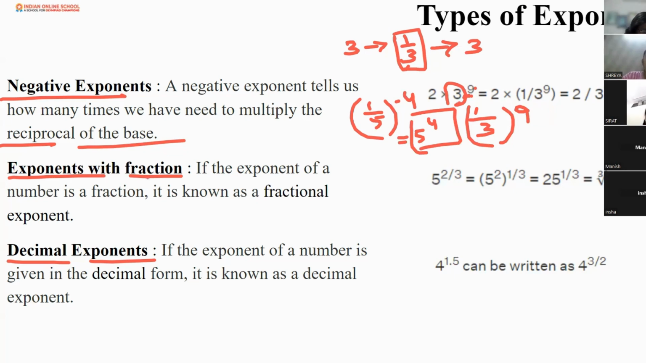Understood. Next comes exponents with fractions. Again, as the name suggests, you have fractions as exponents. Over here, as you can see, 5 raised to 2 by 3. In this case, you can convert it into a unit fraction, 1 by 3. You leave the denominator, you bring the numerator inside. It becomes 5 square to the power 1 by 3, where 5 square means 5 multiplied 2 times, 5 into 5, that is 25 raised to 1 by 3.